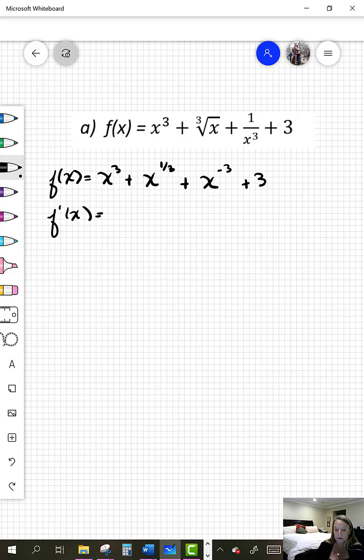Let's bring down our power down front, just using our general power rules on all of these. And this gives us 3x squared plus 1/3 x, subtract 1 from the power. So that one, we need a denominator of 3. So 1/3 minus 3/3 is -2/3.